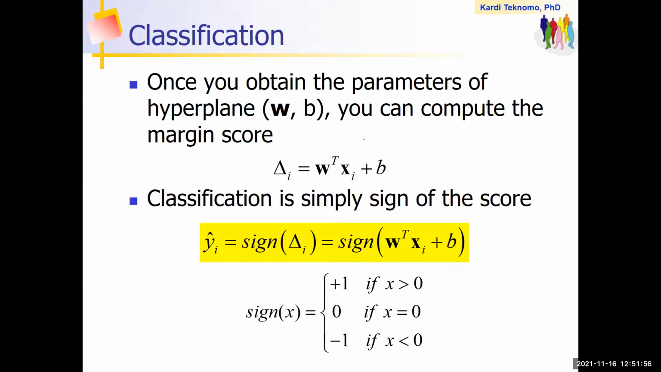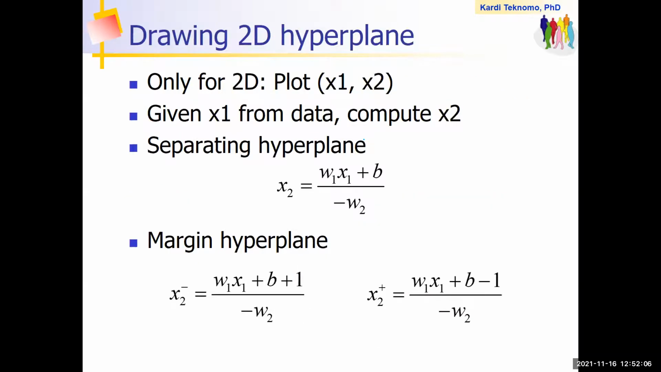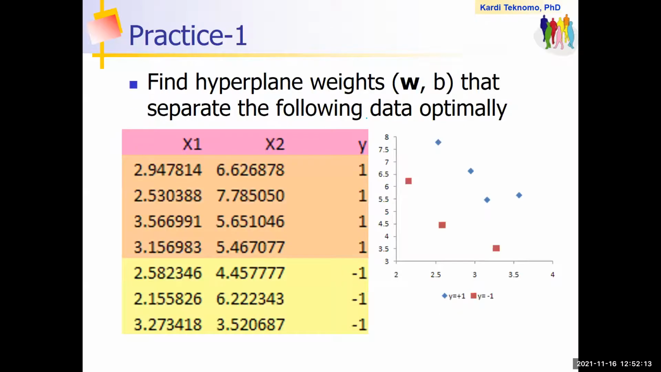But it can be non-linear. It can be non-linear, no problem. Okay, so this is if you want to plot. I don't use this anyway.